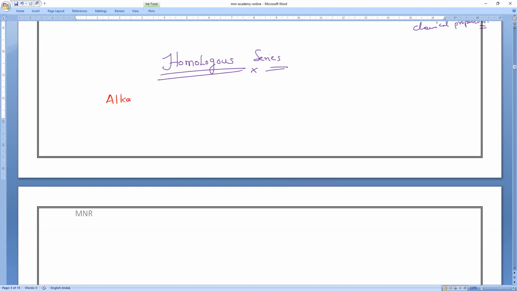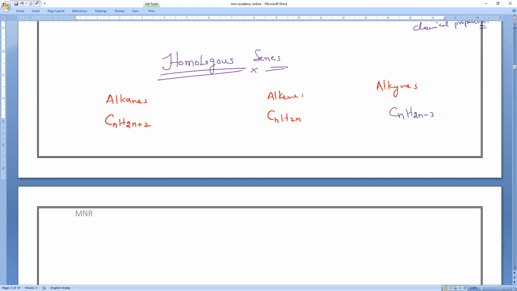Alkanes. Next one, alkenes, alkynes. What is the general formula of alkanes, everybody? CnH2n plus 2, CnH2n minus 2, sorry, CnH2n. Am I right, everybody?